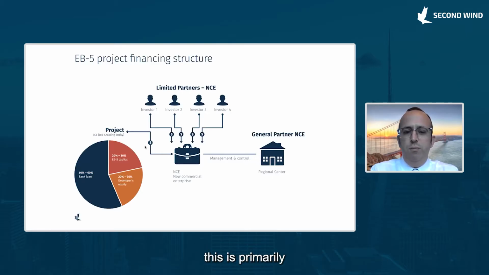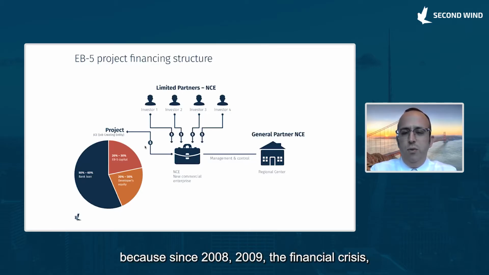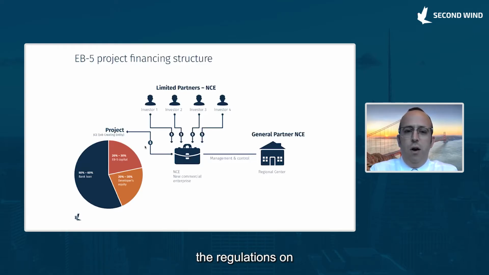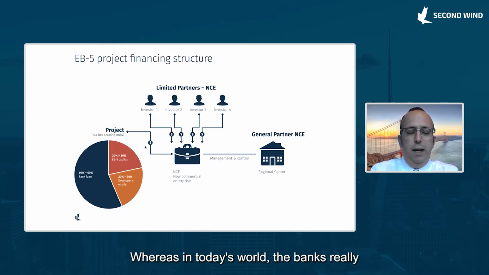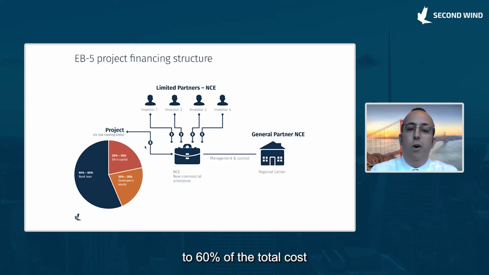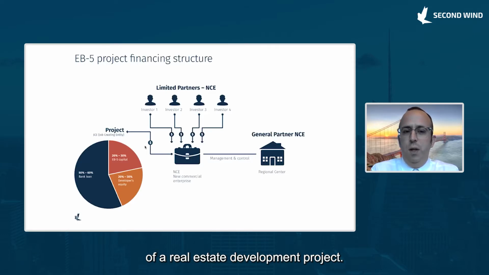Again, this is primarily because since 2008, 2009, the financial crisis, the regulations on how much banks can lend to real estate developers in the US have become more restrictive. In the past, the LTV or LTC percentages were much higher. The banks could loan much more, whereas in today's world, the banks usually never loan more than 50 to 60% of the total cost of a real estate development project.